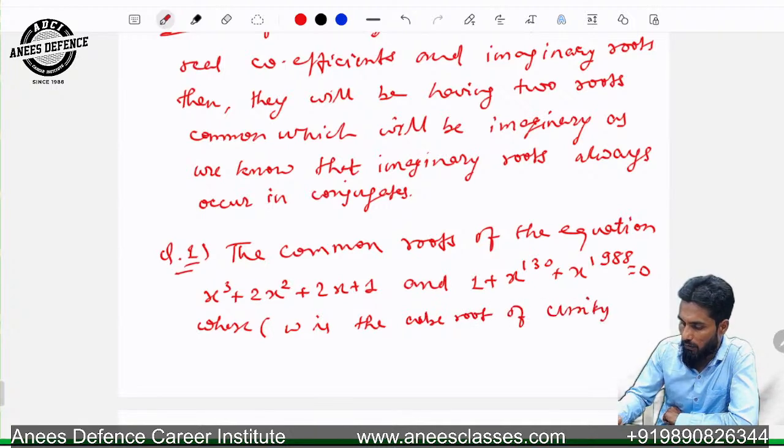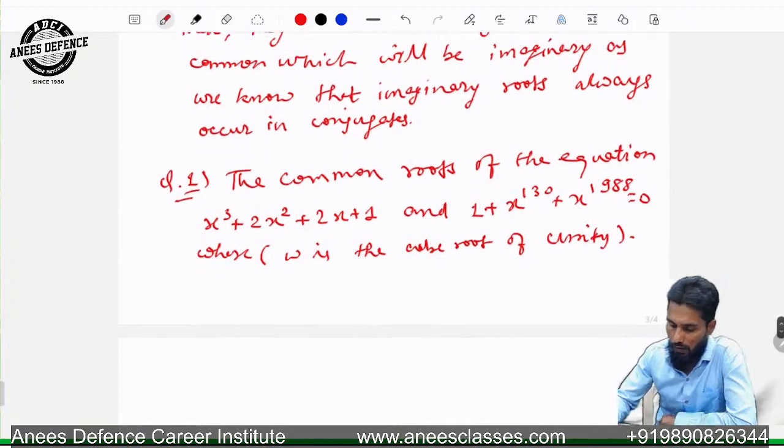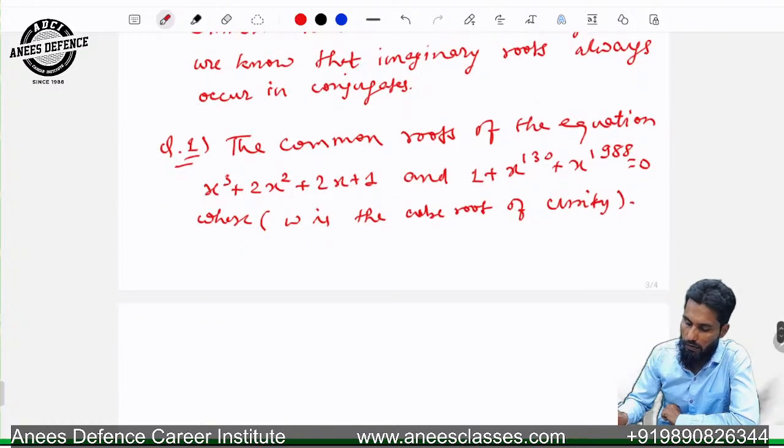So as you can see, in the question they have given a cubic equation, and in the second equation the powers of x are 130 and 1988. But it can be solved with the help of quadratic equation concepts. So we will see the solution here.